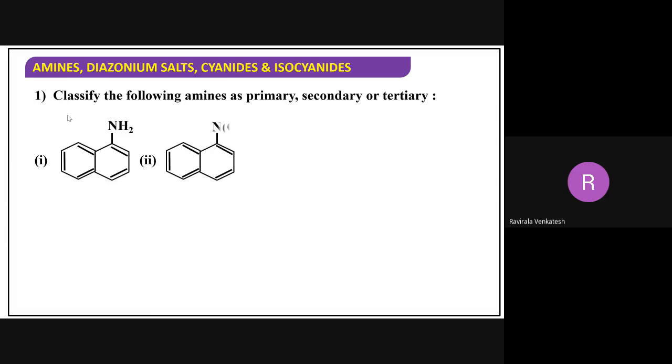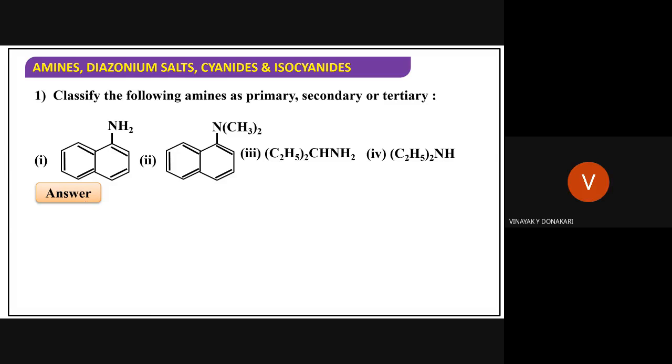Now, can you classify these elements into primary, secondary, tertiary? Is it possible? First one is primary. Tell me about the first one. Primary, because 2 hydrogens are there, definitely you can call it primary. Otherwise, nitrogen is bonded to only 1 carbon here. And the second one will be? Tertiary, because no hydrogens are there. This one will be? Primary.